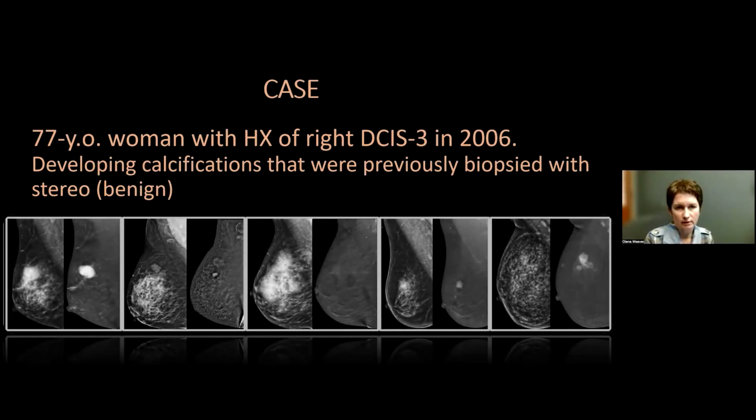This is a 77-year-old woman with a history of right breast DCIS, high-grade DCIS, diagnosed and treated in 2006. She underwent a segmental mastectomy and radiation. And since that treatment, she gradually developed more and more calcifications in the right breast. She had several stereotactic biopsies.